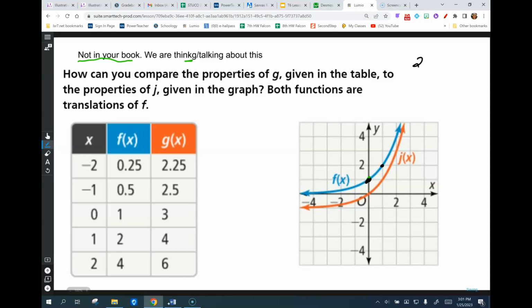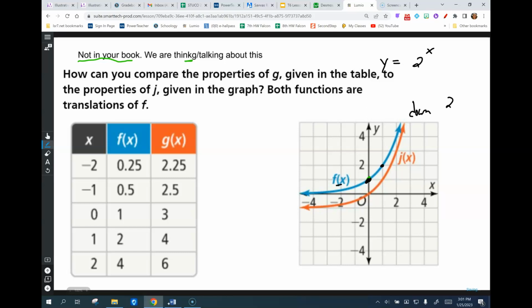So this is still the parent 2 to the x. So that might help you. Look to see what the parent function is. They gave us a parent function. That's f of x. Look at that. So then you have something to base it off of. Well, when I look at j of x, what did it do? It shifted down 2.